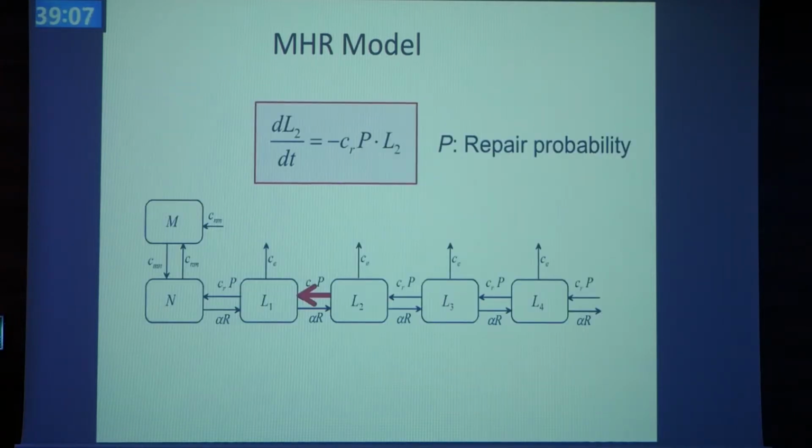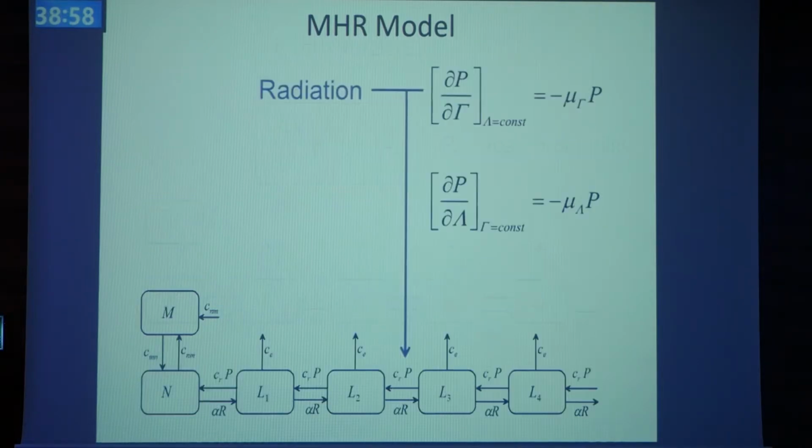The synergistic effect of heat and radiation is covered by a repair rate. The repair rate is proportional to a repair probability P. And this repair probability P is linked via a statistical model, in this case a Poissonian model, to transient biological dose equivalents for heat and for radiation. So the gamma quantity here is the transient biological dose equivalent for radiation. The lambda quantity is the transient biological dose equivalent for heat.